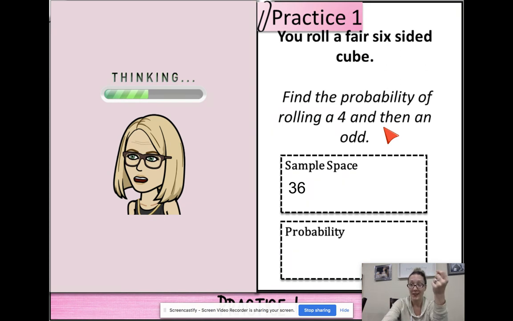For probability, rolling a 4 the first time. Well, how many 4s are there on a 1 through 6 number die? There's 1. So that probability for the first roll is 1 out of 6. Then you've got to think about the odd. With the odd, how many odd numbers are there on that number die from 1 to 6? Well, there's 1, 3, and 5. So there are 3. So you would have 1/6 times 3/6, which gives you 3 over 36, or 1/12.